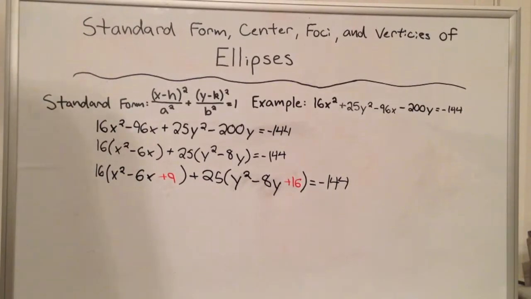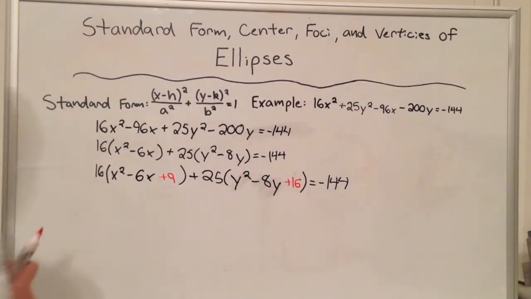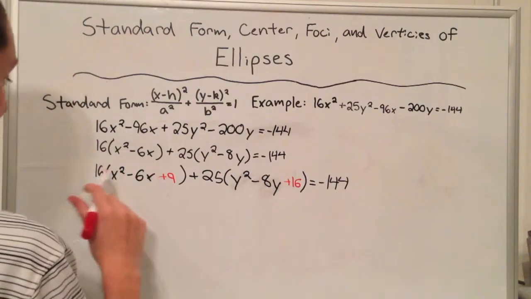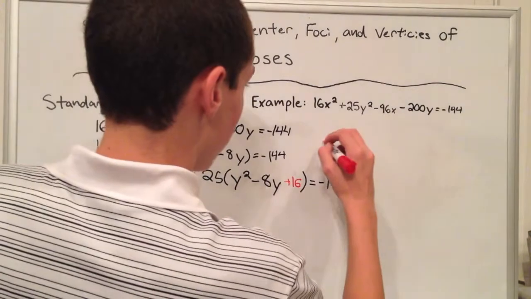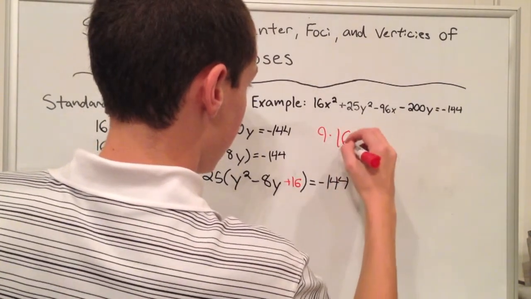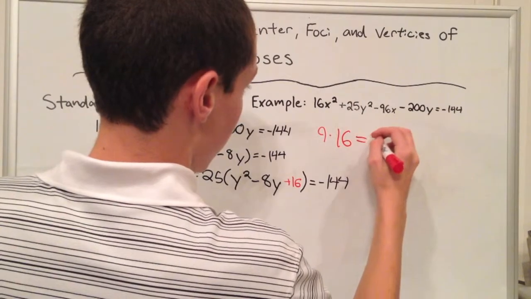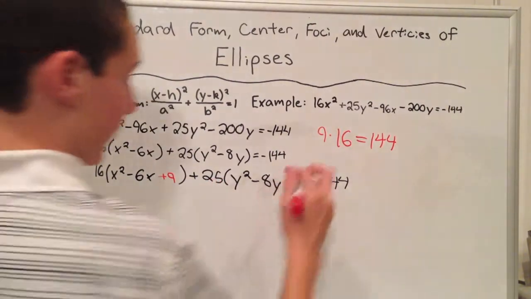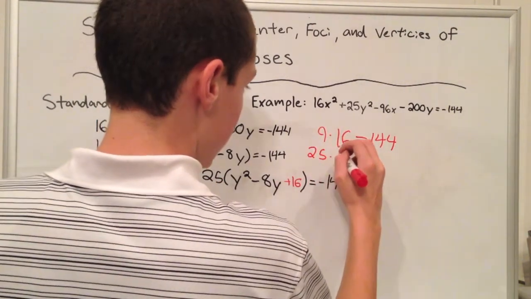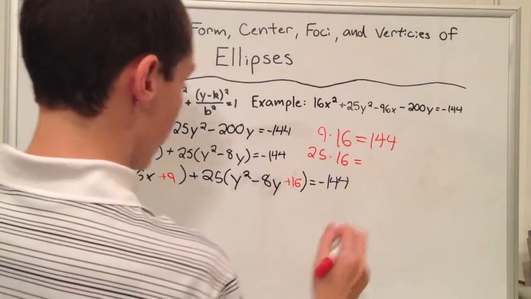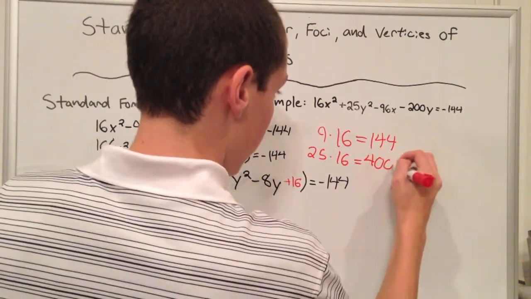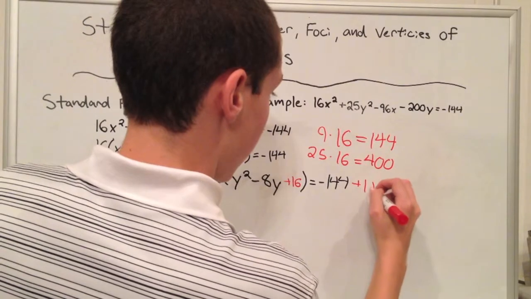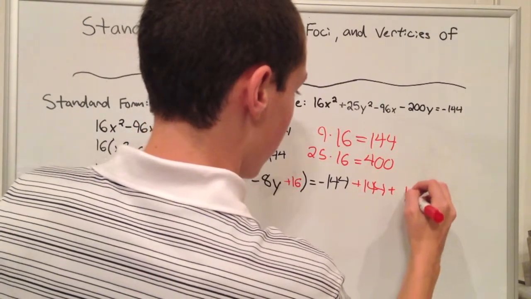Now that you have gotten the c values for each of them, you need to take them and multiply them by the coefficient. So you take 9 and multiply it by 16, so 9 times 16, and that equals 144. And then you take 16 and multiply it by 25. You take 25 times 16. That equals 400. So you take these two values and you add them to the other side. So you get plus 144 plus 400.